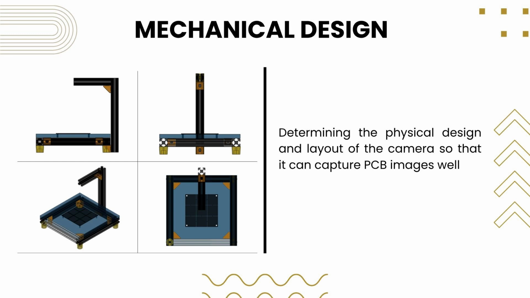Next, we design the physical structure and camera layout to ensure stable and high-quality PCB image capture. Design specifications: frame, made of aluminum profile, base plate uses acrylic. Base dimensions: 20 by 20 centimeters with 2 centimeter high legs. There are 4 millimeter holes on the platform for PCB placement. Camera support: 20 centimeters high with a 10 centimeter overhang to the front, so that the camera is directly above the PCB, using a megapixel USB camera.